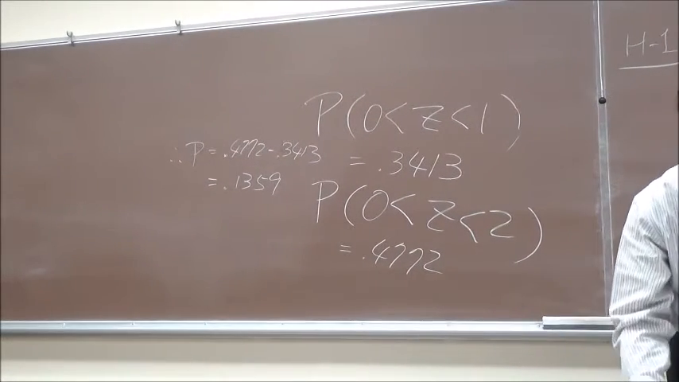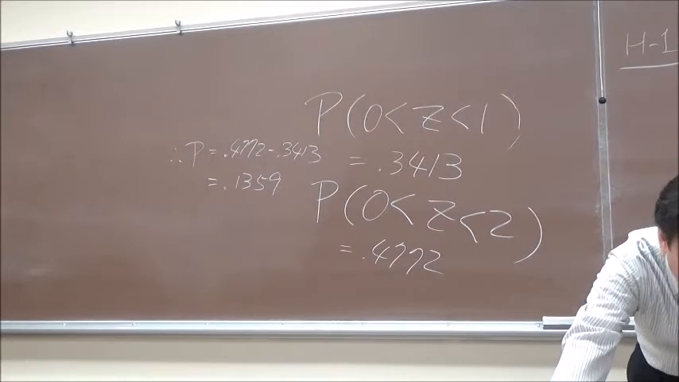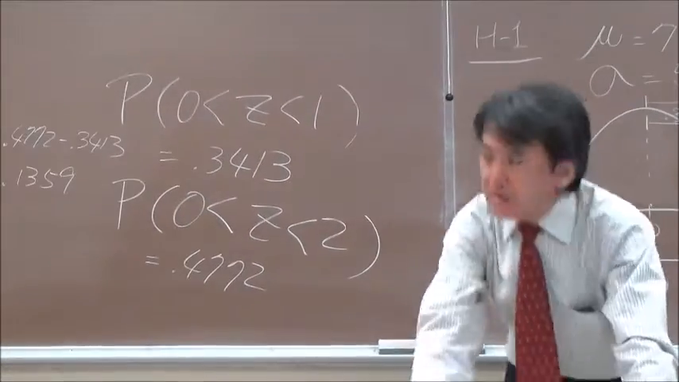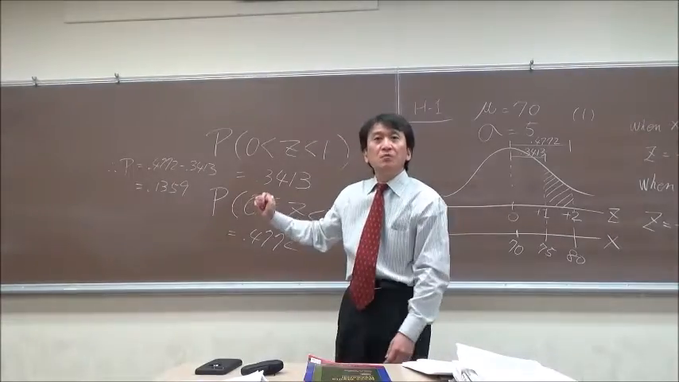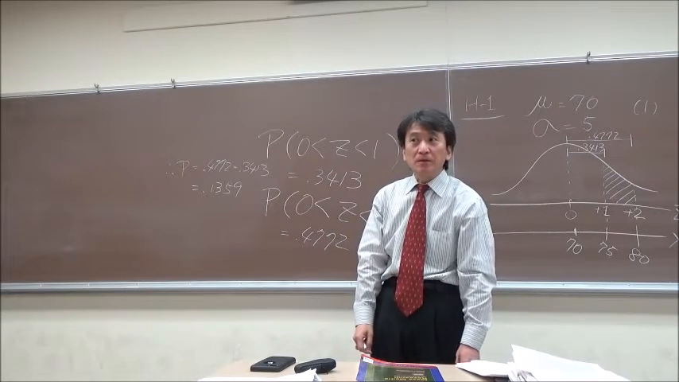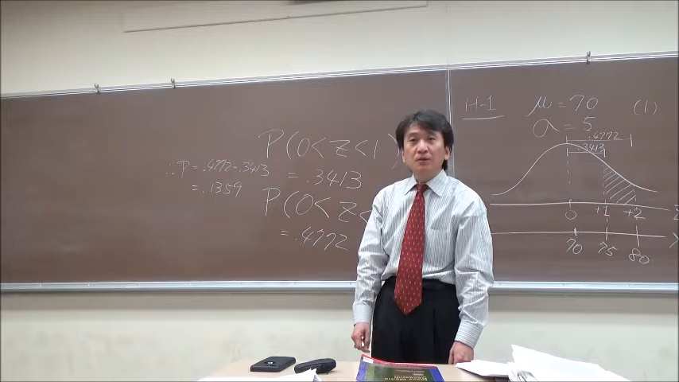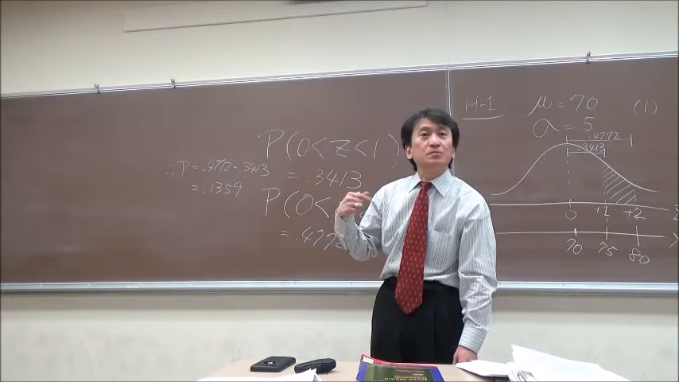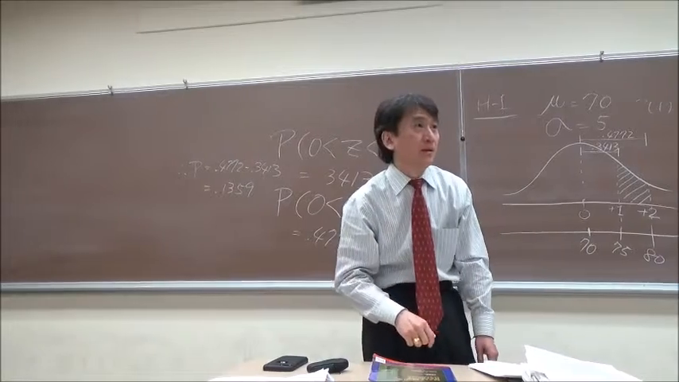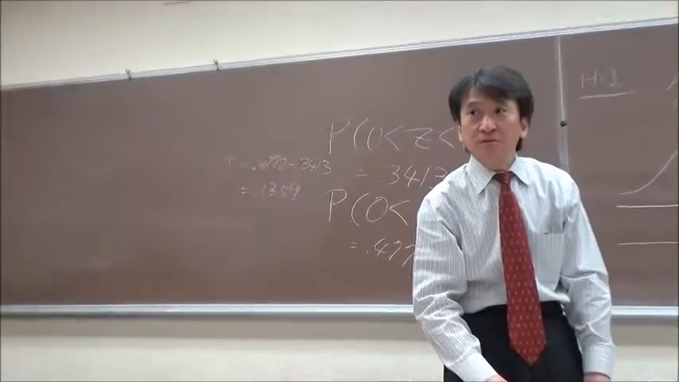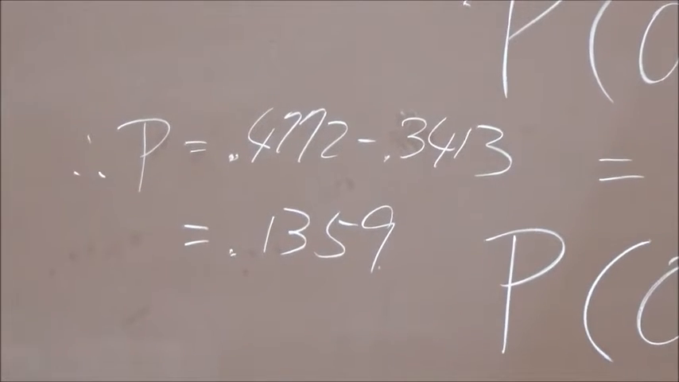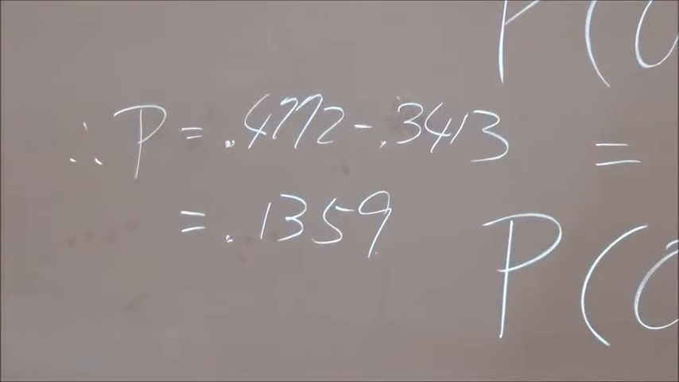Right? And then the question says, what's the probability of a randomly selected student having a score between 75 and 80? The answer is 0.1359. That's the probability. Okay? If you convert this into percentage, it should be 13.59%. With me so far? 13.59%. That's the answer. With me so far?